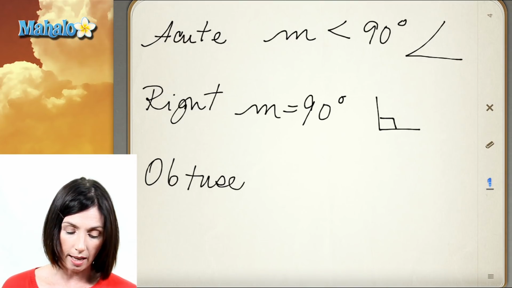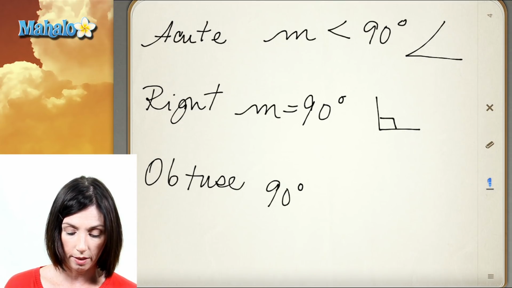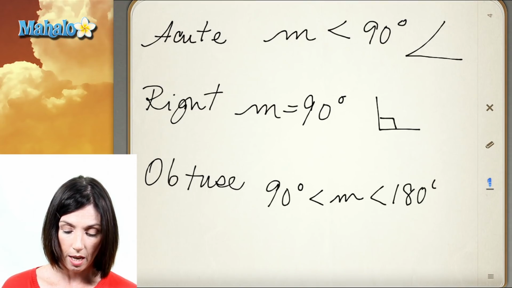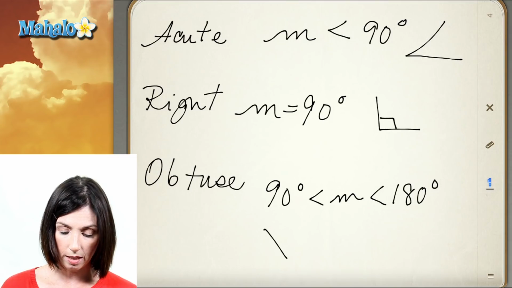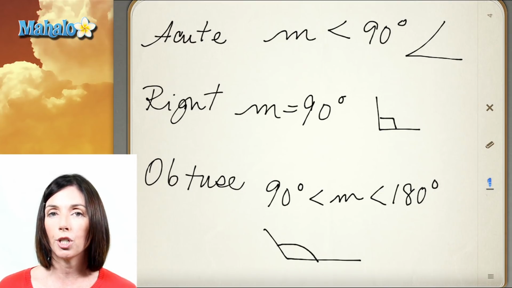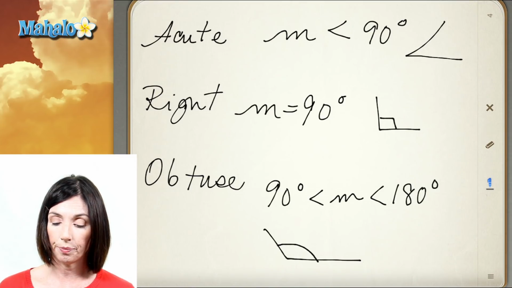Now, an obtuse angle is one that measures greater than 90 degrees, but less than 180 degrees. And an obtuse angle looks like this. So we can see that that measurement, that would be the measure of the angle right there, is greater than 90 degrees, but not as much as 180 degrees. 180 degrees is a straight line.